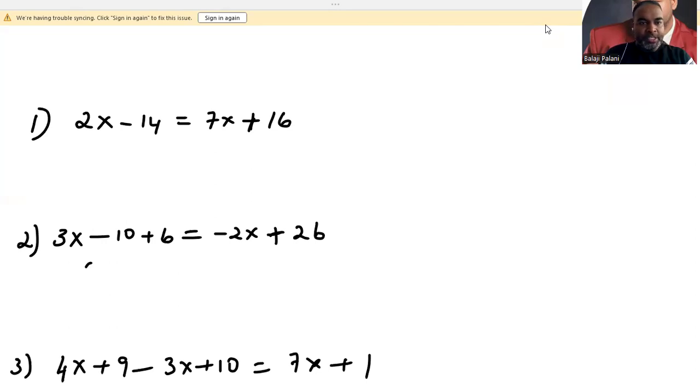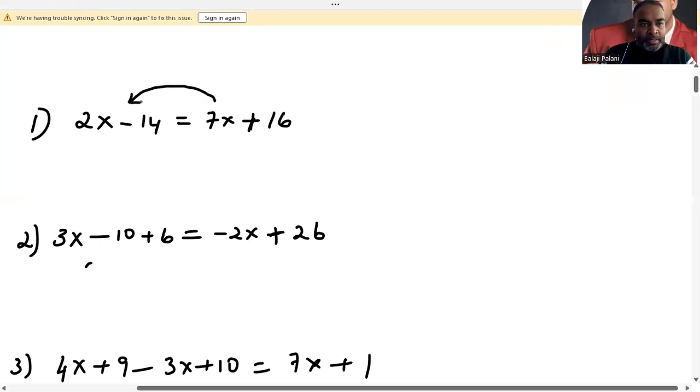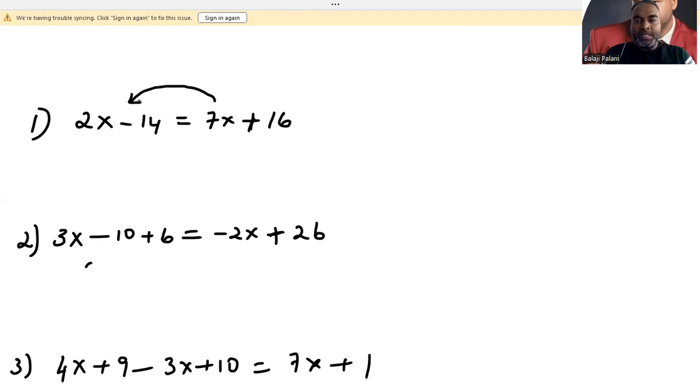So in here, the first equation is 2x minus 14 is equal to 7x plus 16. You can bring the 7x to the left and take minus 14 to the right. See, 7x to the left-hand side along with x. In the previous video I told you x has to be on the left, x has to be in the numerator, x has to be positive. Right. Satisfying all of them at a time is difficult.